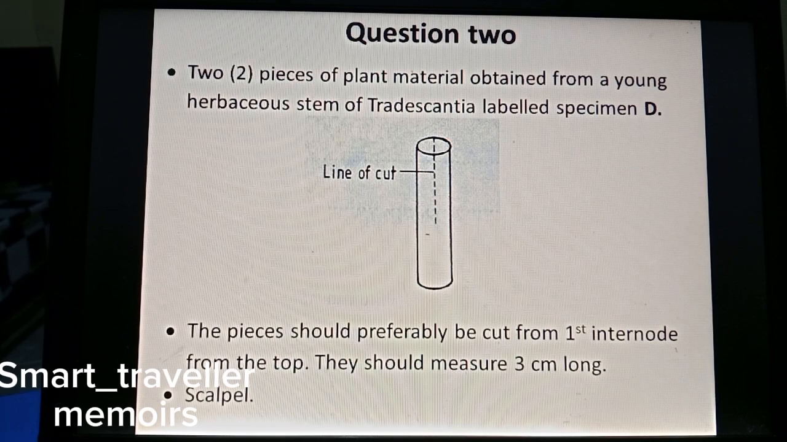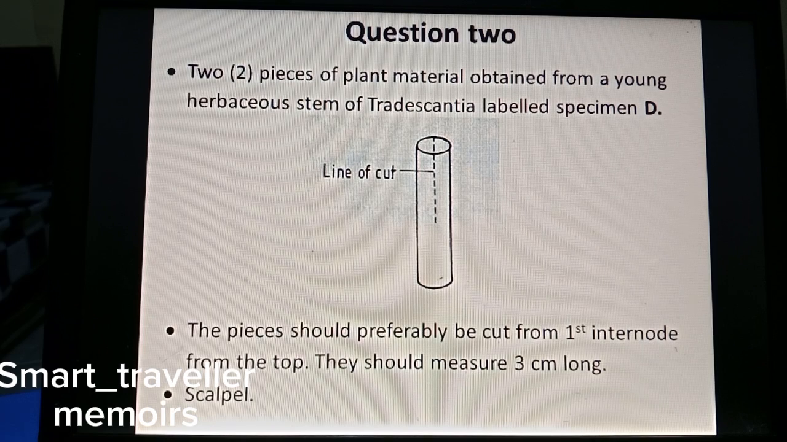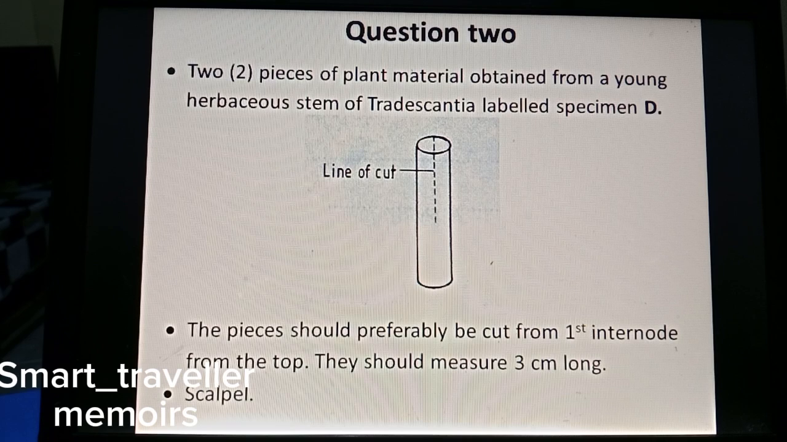Continuation of question 2. 2 pieces of plant material obtained from a young herbaceous plant. Young herbaceous stem of Tradescantia, labeled specimen D. And you can see the way you are supposed to cut them. The pieces should preferably be cut from the first internode from the top. They should measure 3 centimeters.